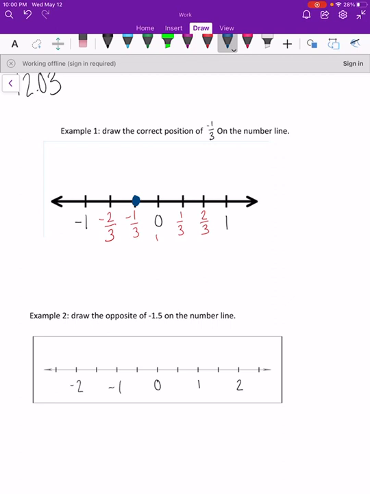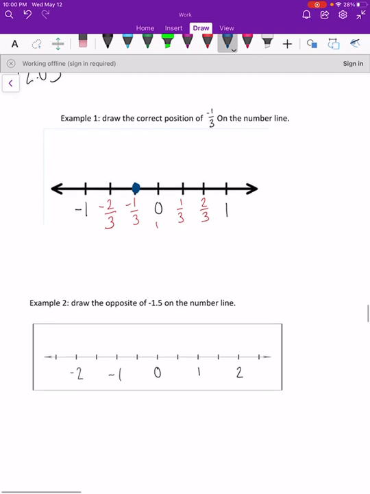And then for example 2, it says, draw the opposite of negative 1.5 on the number line. So let's draw negative 1.5 first. We'll do that in purple. So in between 0 and 1, I have 2 marks. So I'm going to break this up into 1/2.